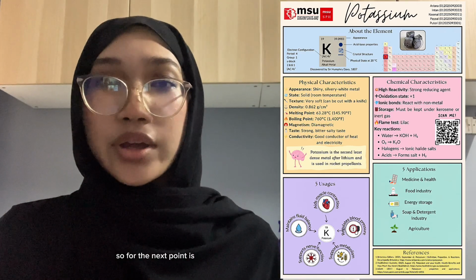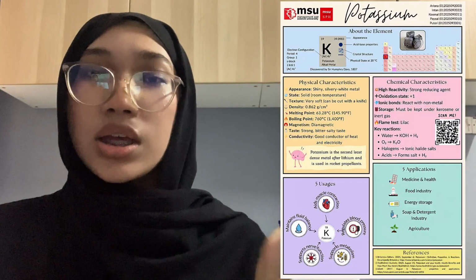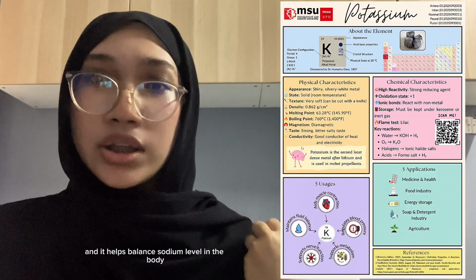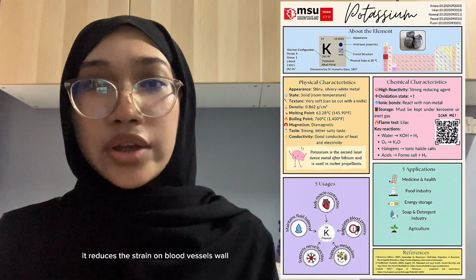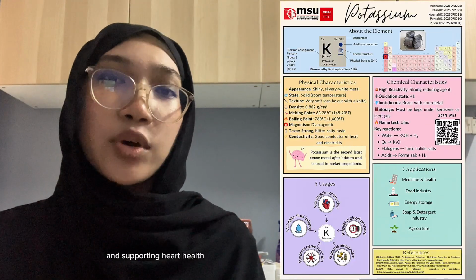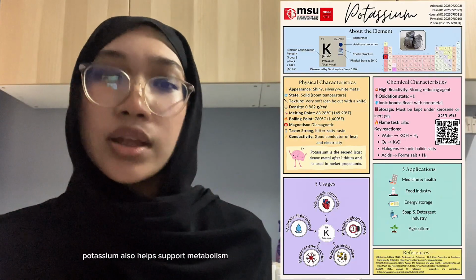The next point is potassium also regulates our blood pressure. It helps balance sodium level in the body. When potassium is at a healthy level, it reduces the strain on blood vessel walls, helping maintain normal blood pressure and supporting heart health. The fourth one is potassium also helps support metabolism.